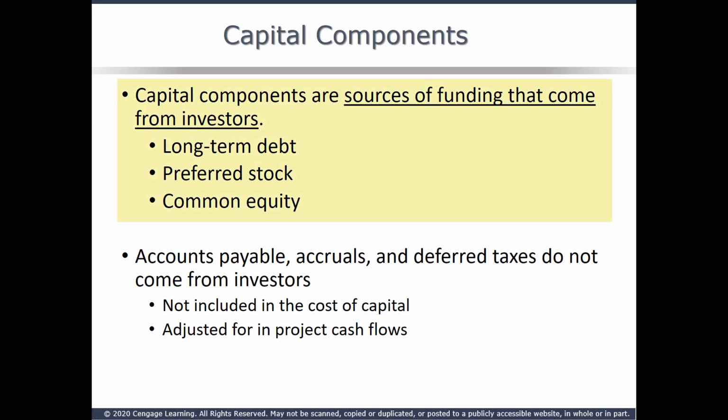Capital comes from preferred stock, common stock, and debt. Accounts payable, accruals, and other sources of cash are not from investors.